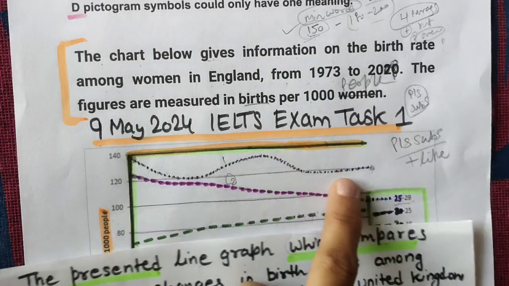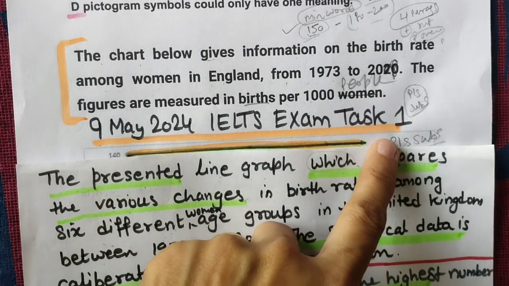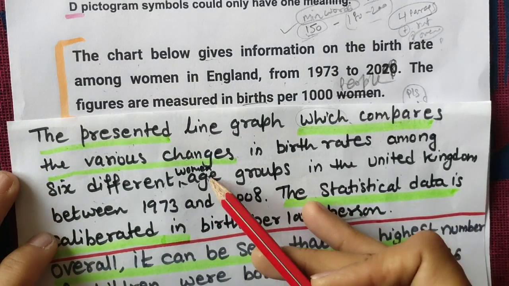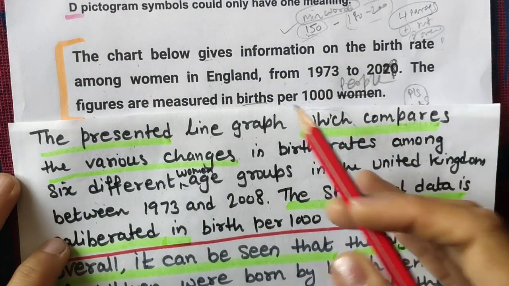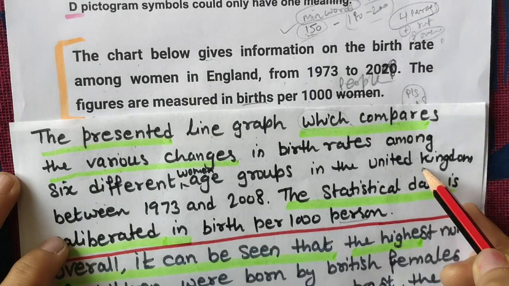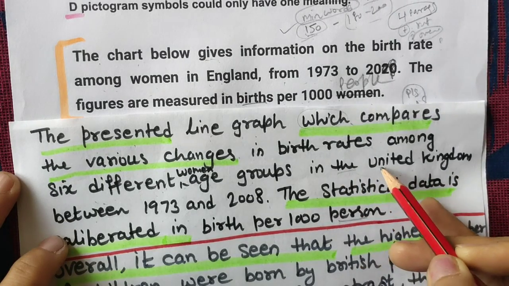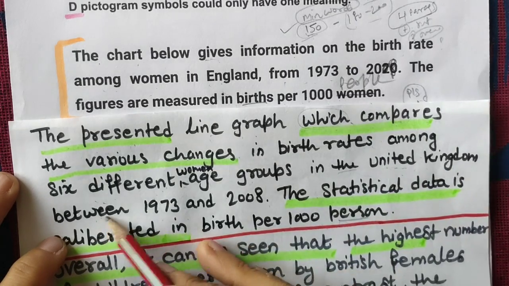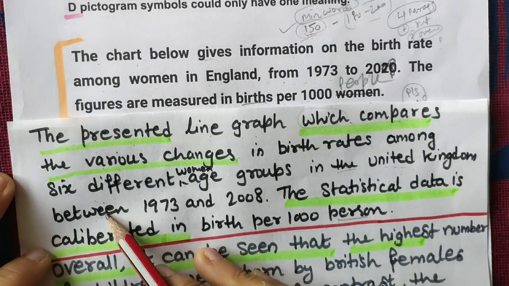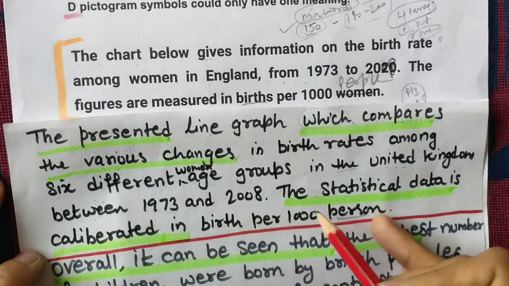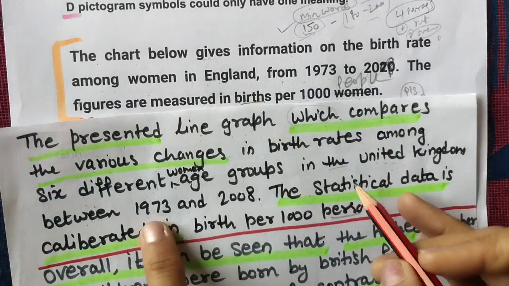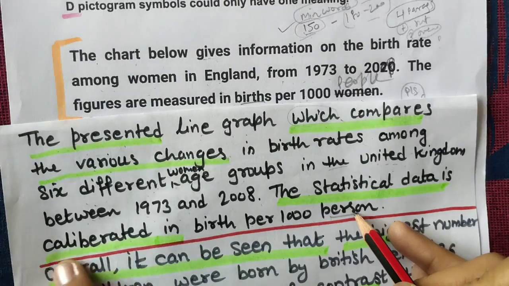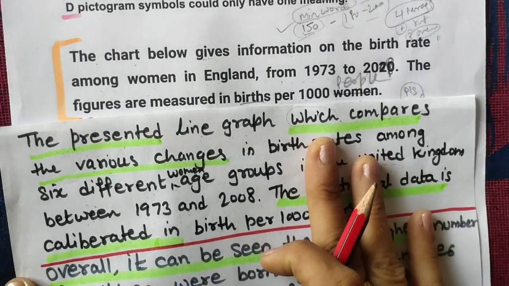So we know there are 6 categories. Here they have given only women, 6 different age groups in the United Kingdom. Instead of England, we have written United Kingdom. The 'the' will come with UK, and the 'the' will come with United States also. Between, instead of 'from', I have written between 1973 and 2008. Now the statistical data is calibrated in births per 1000 people. Okay, so this is the introduction.